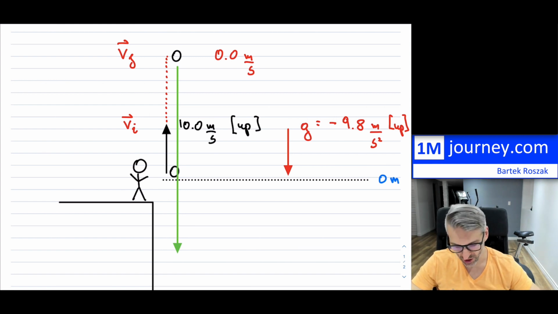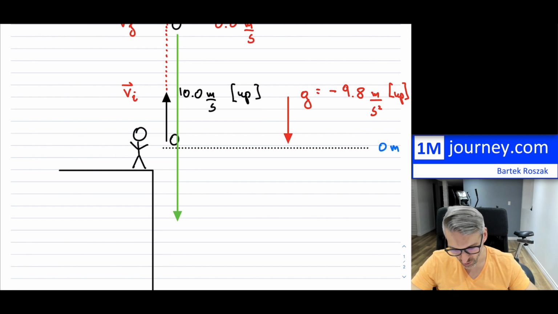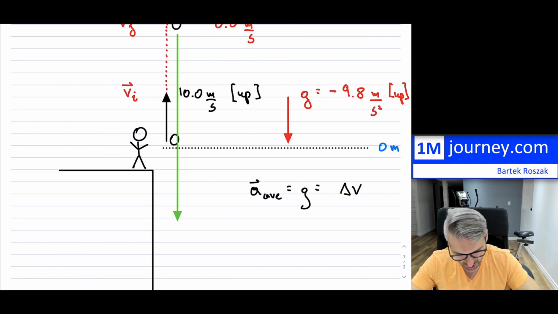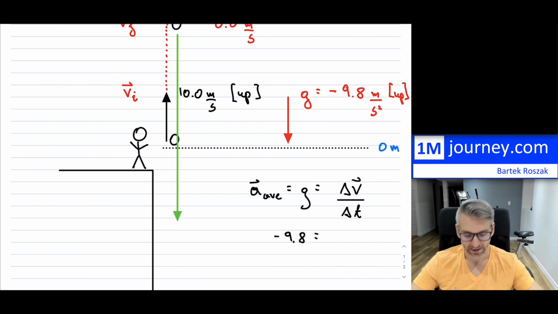That's actually not a very hard problem, because from our acceleration equation we know that the average acceleration, which in our case is just g, is equal to the change in velocity with respect to the change in time. Since gravity is pulling it down, it's going to be negative 9.8, and your change in velocity is v final, which is 0, minus your v initial, which in this case was 10. Notice the units are all aligning, so just make sure that's consistent.